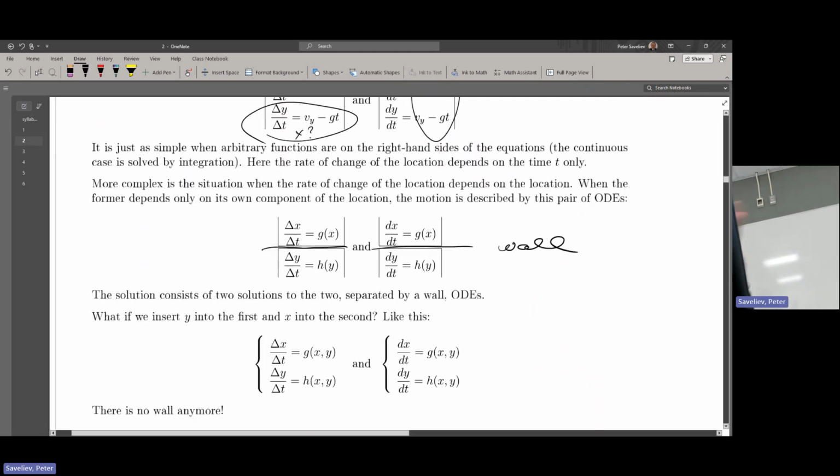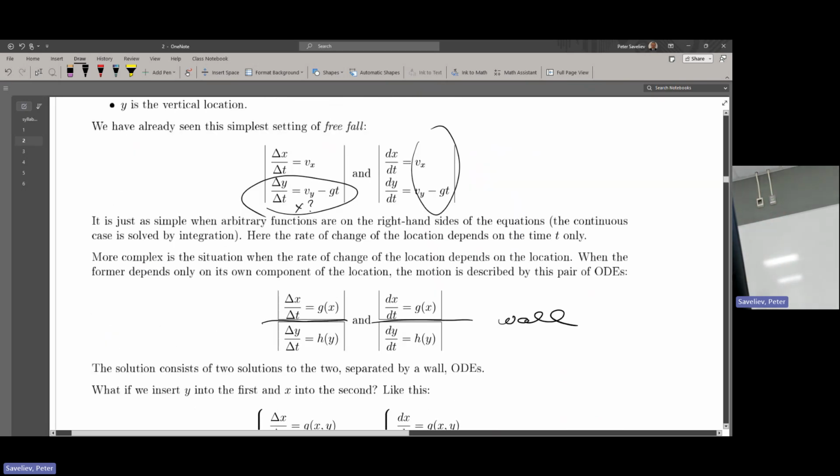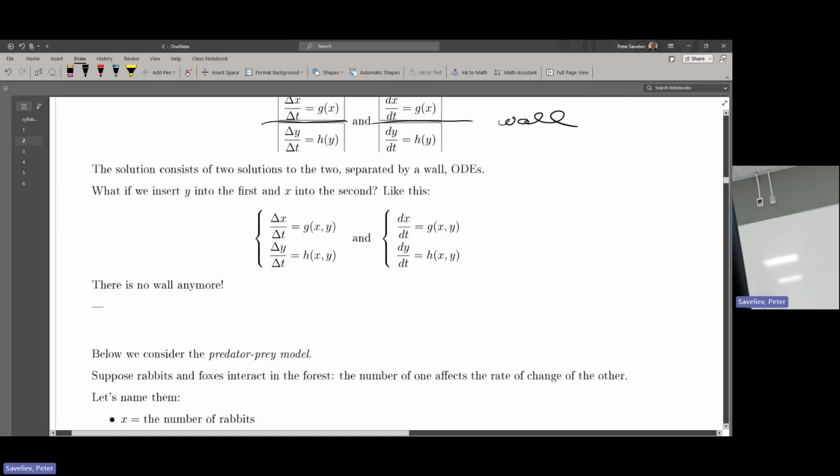But what if this is what we have? As you can see, g of x, y, and so your rate of change of x depends on y, and the rate of y depends on x. That's a possibility. So you can make up, as I just tried a second ago, an example when your horizontal motion depends on the vertical location, or your vertical velocity depends on your horizontal location. And so it's totally possible to come up with, but there is something more interesting, and that's the predator-prey model.